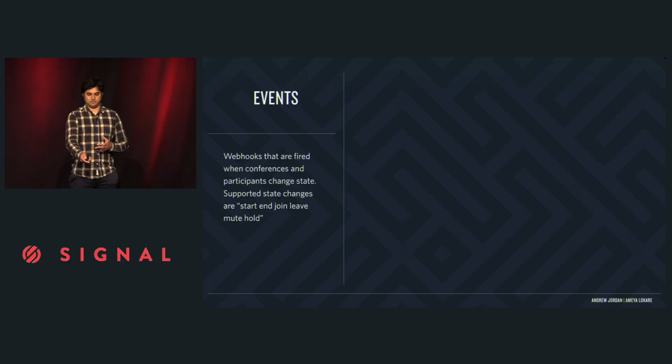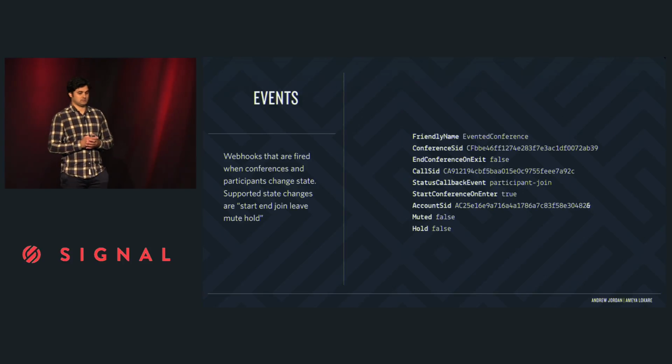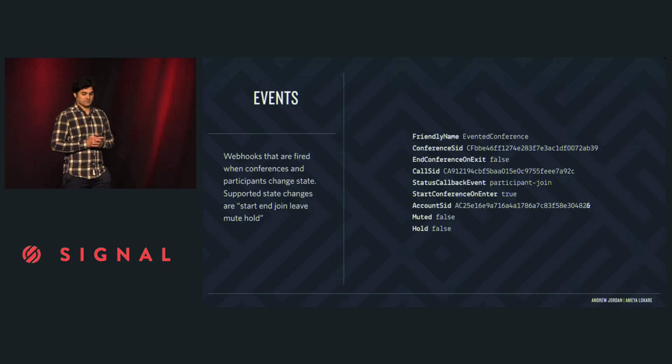The payload of each webhook looks something like this. You have the name of the conference. You have the conference SID, or the conference ID, which I just mentioned is super critical to do any manipulations on the conference. So once you get the event for a participant join, for example, you can store away this SID in your database and use it later to manipulate the conference. And obviously, you also have the status callback event, which in this case is the participant join.